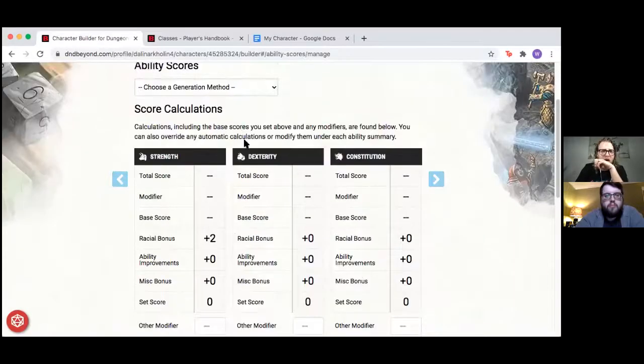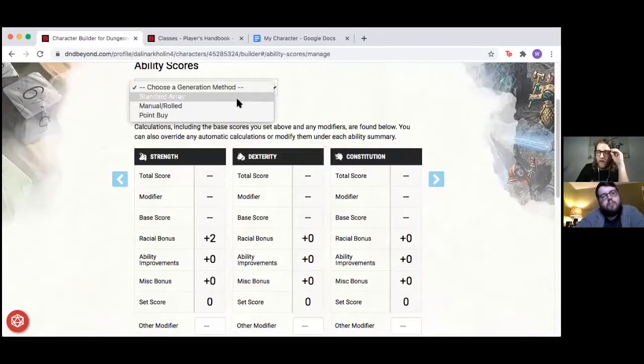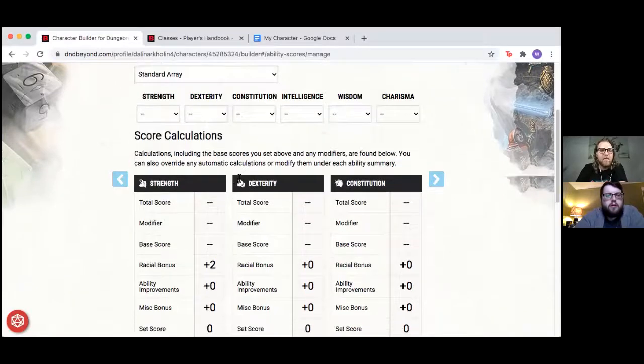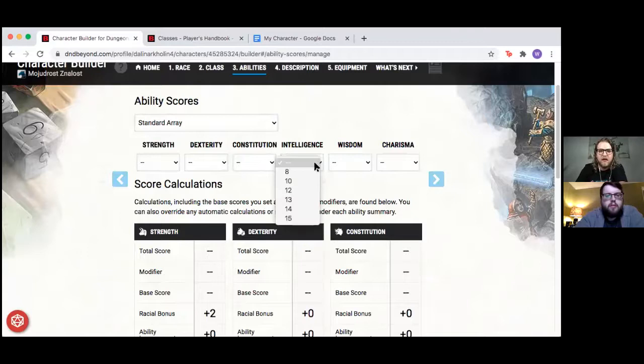All right, so Shannon, are we doing the standard array? Or do you want me to roll? Let's do the standard array. I like the standard array, yeah. So I kind of get to choose. So intelligence, let's make you my highest with 15. And then we'll make Constitution my next highest, 14.